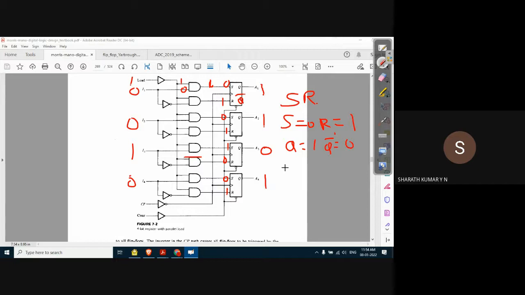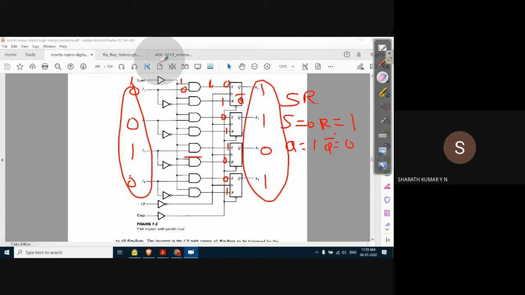Okay, fine. So what is the input we have provided, guys? 0010. What is the data loaded in the register? 1101. Why is it 1101? Because we are using an SR latch, in which case if S is equal to 0, Q becomes 1. If S is equal to 1 and R is equal to 0, Q becomes 0. That's how it is.